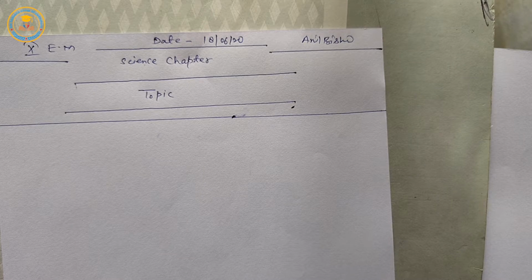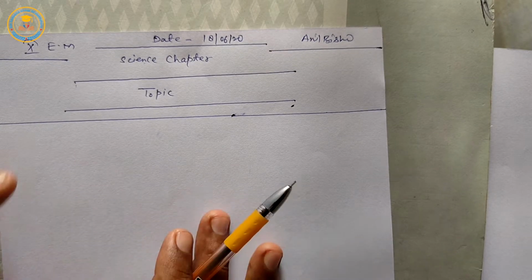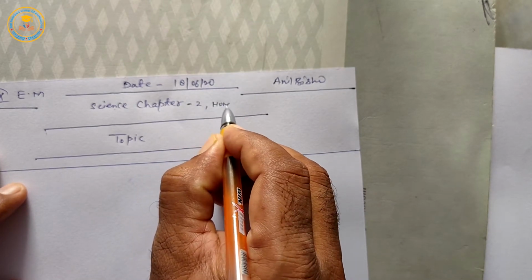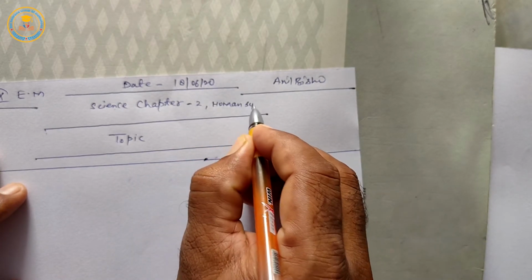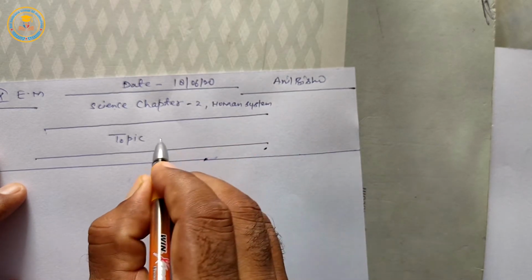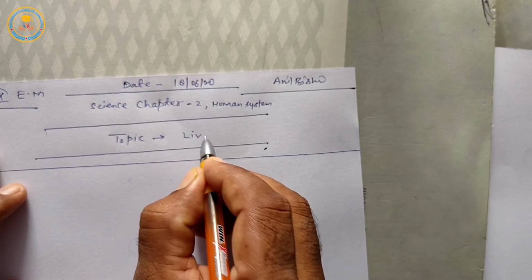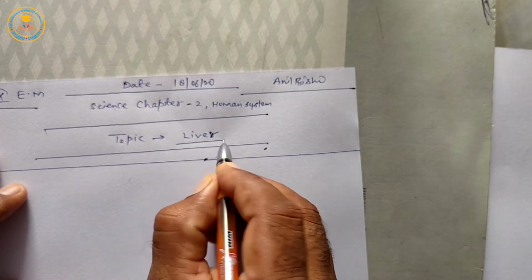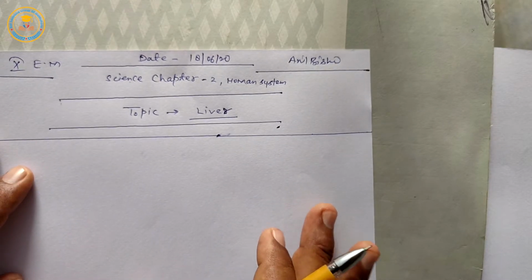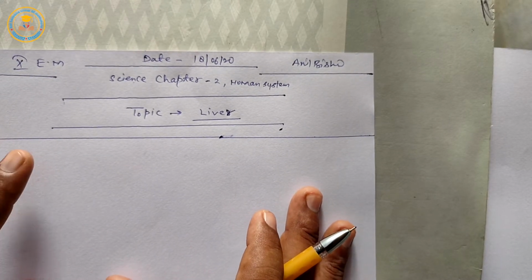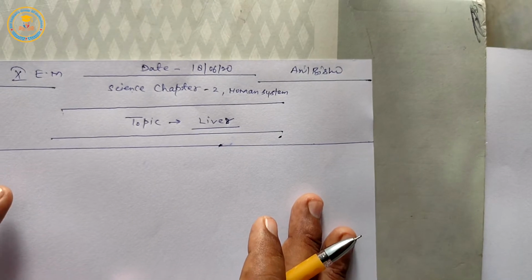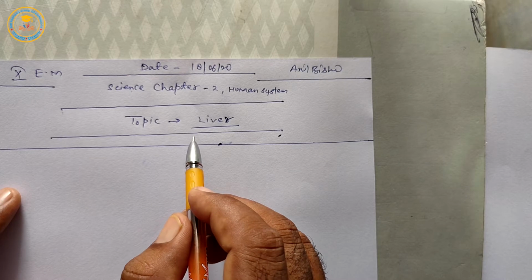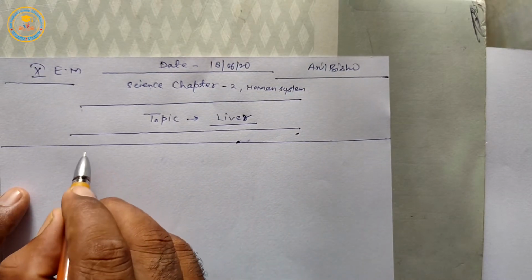Today we are starting again class 10th science book chapter 2, human system, and today's topic is liver.